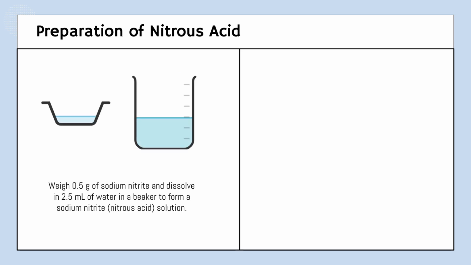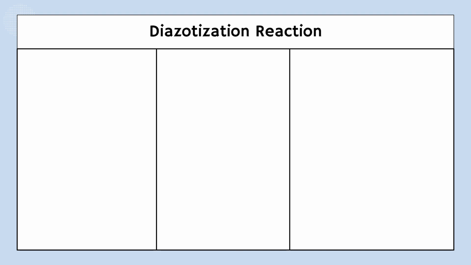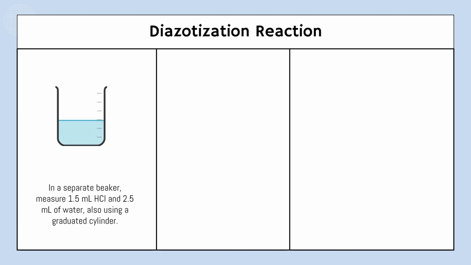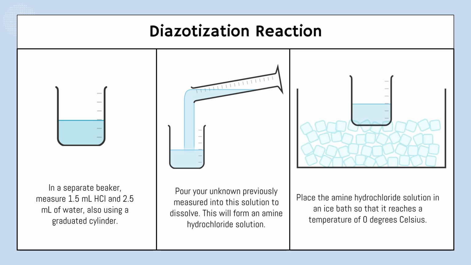To do this, we will weigh 0.5 grams of sodium nitrite and dissolve it in 2.1 milliliters of water. Then, we will weigh 0.5 grams of our unknown, or 0.5 milliliters if the unknown is liquid. In another beaker, we will measure 1.5 milliliters of HCl and 2.5 milliliters of water. We will pour the unknown that we previously measured into the solution so it can dissolve. This will form an amine hydrochloride solution. We place this in an ice bath.